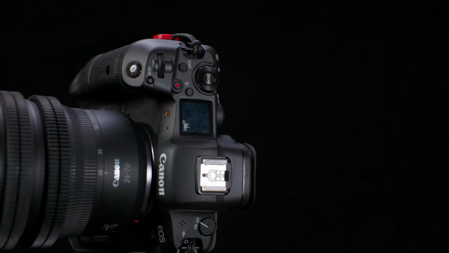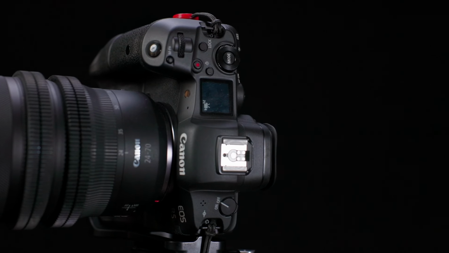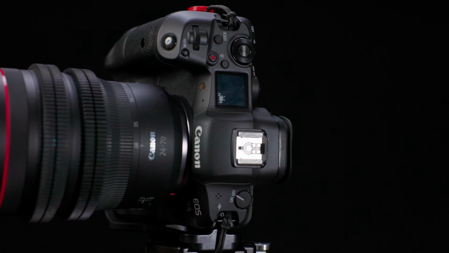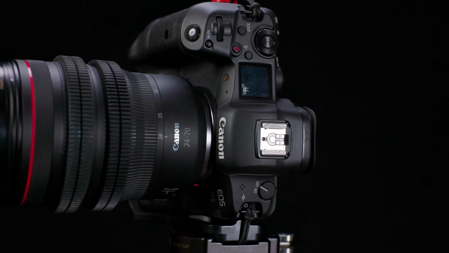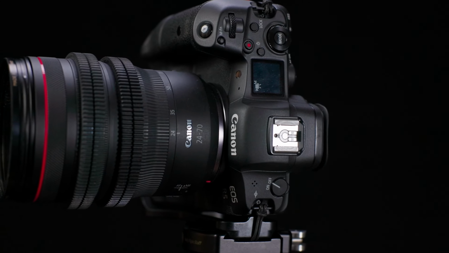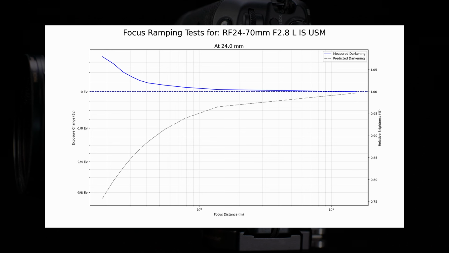So the only thing we can do with these kinds of lenses is test them and see how they behave. So let's do that. Using the same setup and software that I used previously, I set up my RF 24-70 f2.8L IS USM and ran a full range test from 24, 35, 50, and 70 millimeter zoom positions. These graphs show the result.